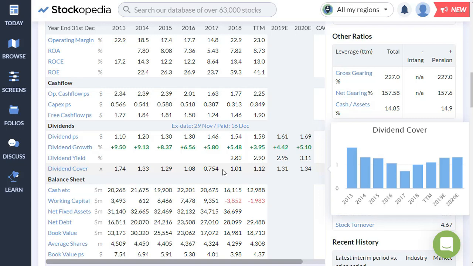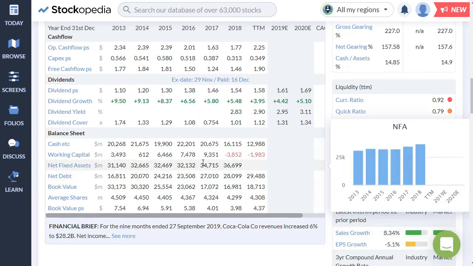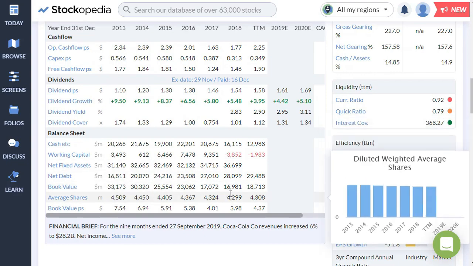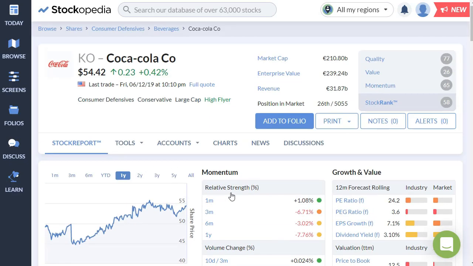So here we can see that the dividend cover is getting quite small, and that could lead you to think, well, can they really keep up with raising dividends? But here you can find all sorts of different numbers. This simple page is really priceless, I think.